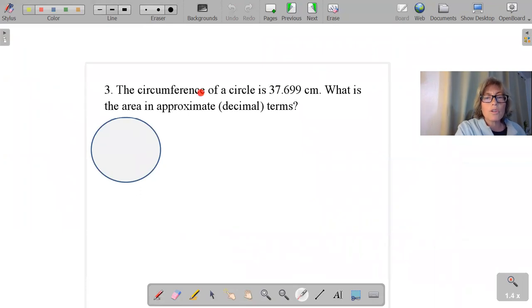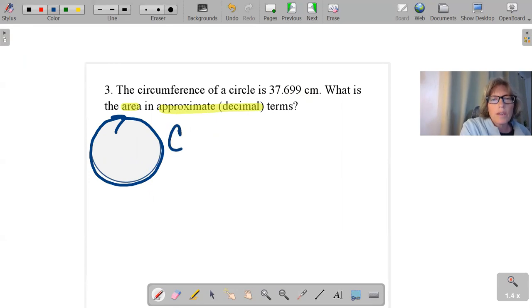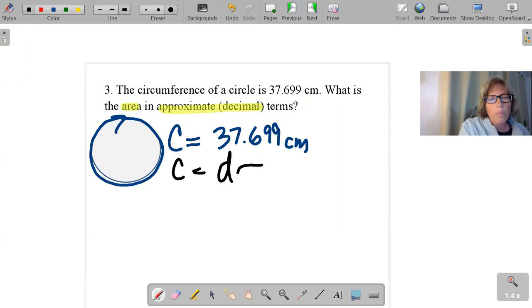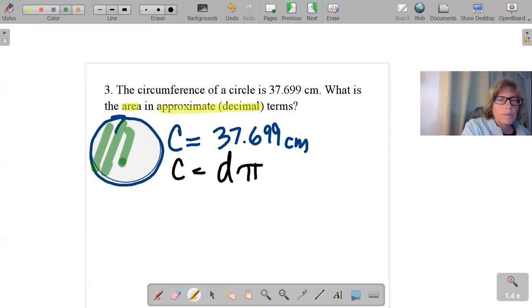It says the circumference of a circle is 37.699 centimeters. What is the approximate decimal area? Now notice you want the approximate. This is where you're going to get your calculator out. So we are told the circumference of the circle, C, equals 37.699 centimeters. And we write out the equation, C equals d pi. We're looking for the area.